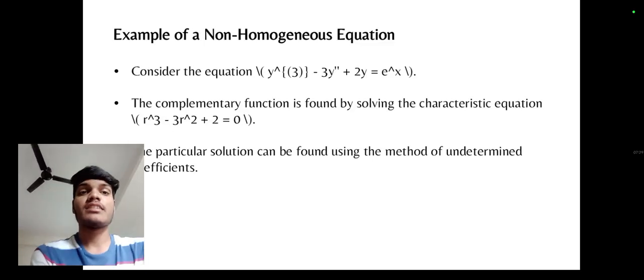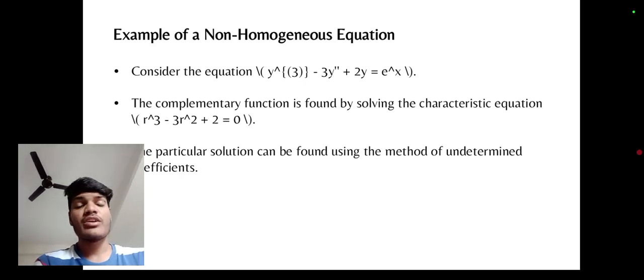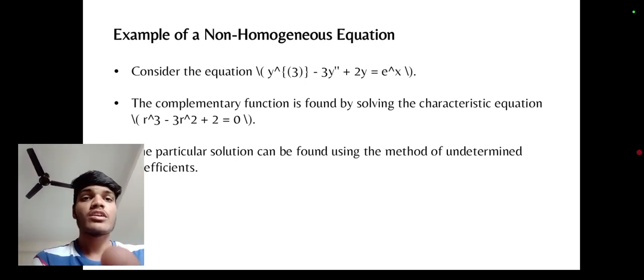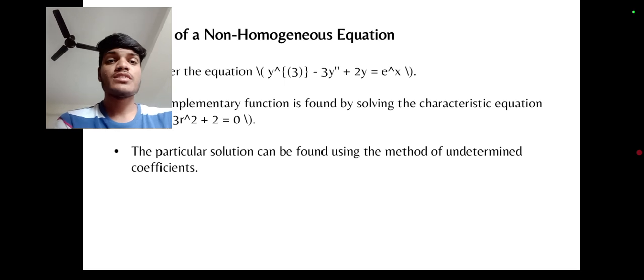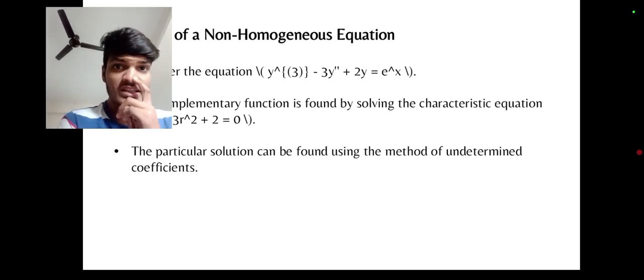Next, here we take one example of a non-homogeneous equation. Consider the equation y''' - 3y'' + 2y = e^x. The complementary function is found by solving the characteristic equation, from which we get the complementary solution. The particular solution can be found by using the method of undetermined coefficients.